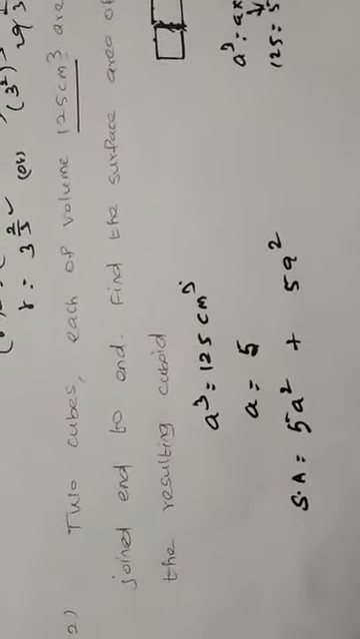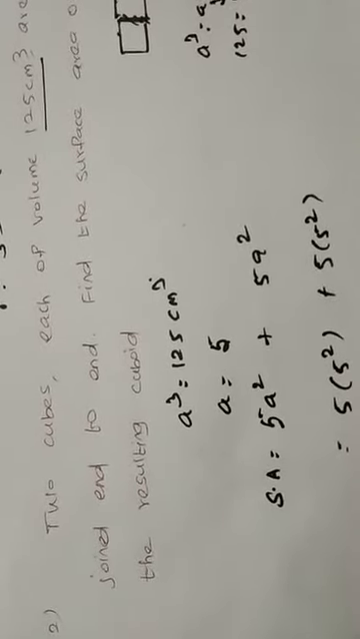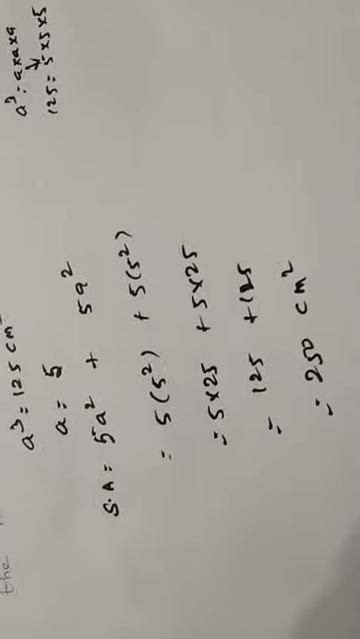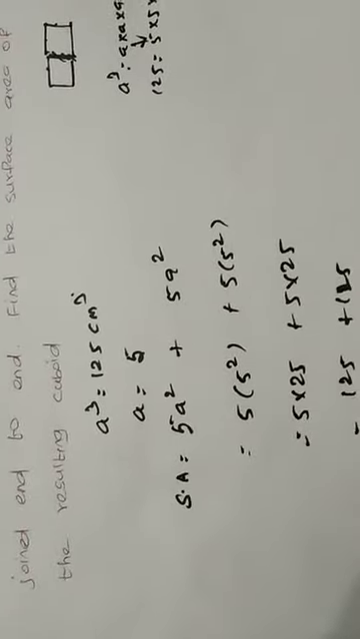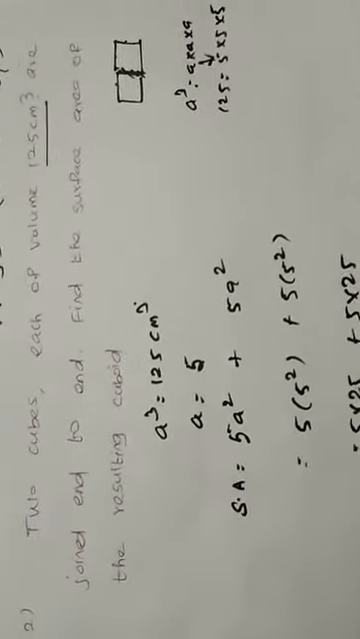Remember, one side is common for both because they are joined end to end. Now 5 into a squared, that is 5 into 5 squared, so 5 into 25 plus 5 into 25. That is 125, and here also 125, so totally 250 centimeter square. This type of question is already in our book, right?